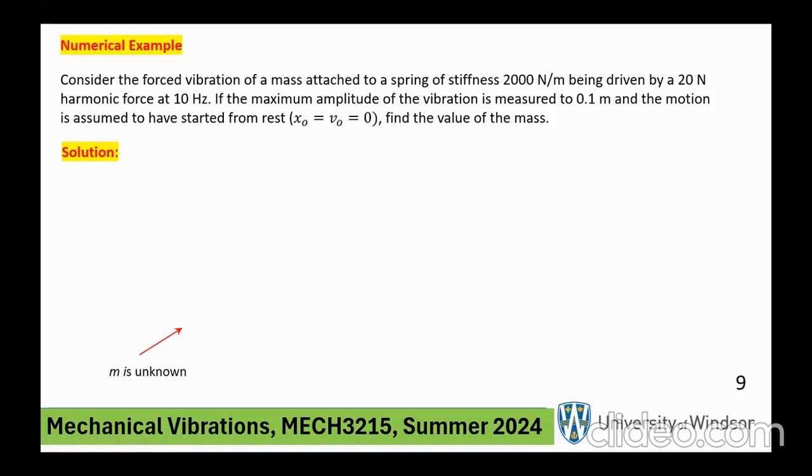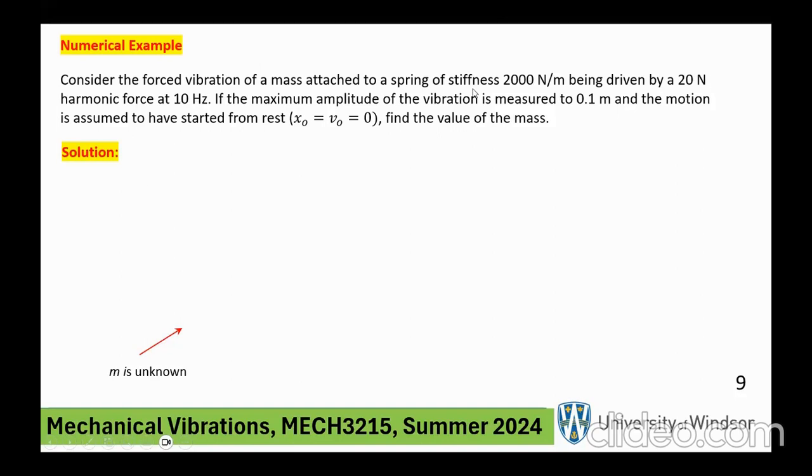Let's go ahead. I think this is not supposed to be there, so m is unknown. We'll get there. So here's another example. We have a forced vibration of a mass attached to a spring of stiffness 2000. It's being driven by a 20 newton harmonic force at 10 hertz. So this is the driving frequency. This is omega, not omega n. Omega is 10. Big F naught is 20.